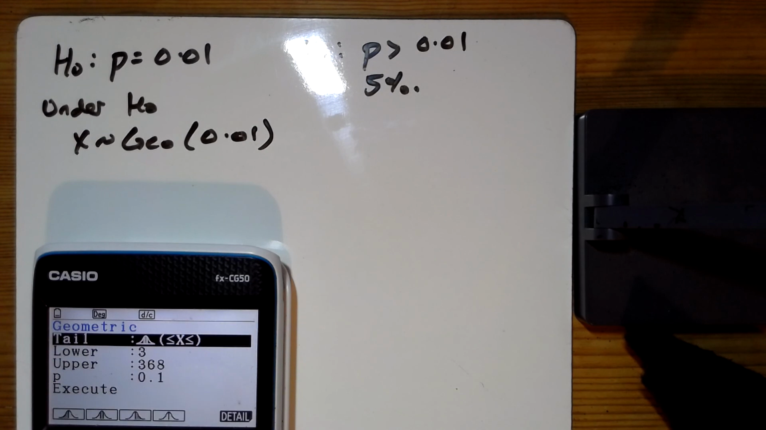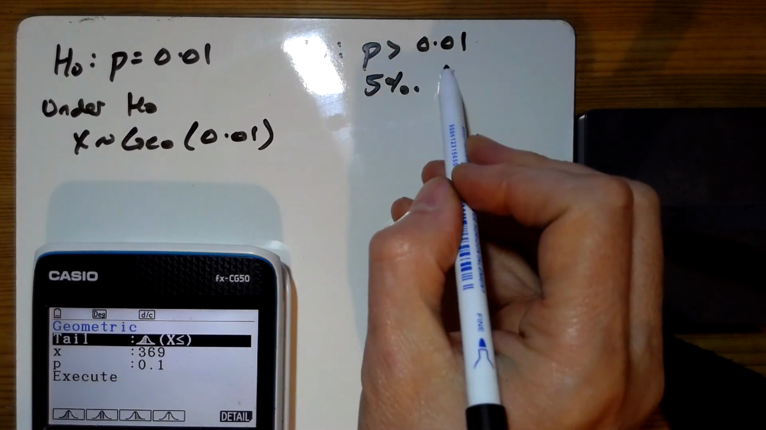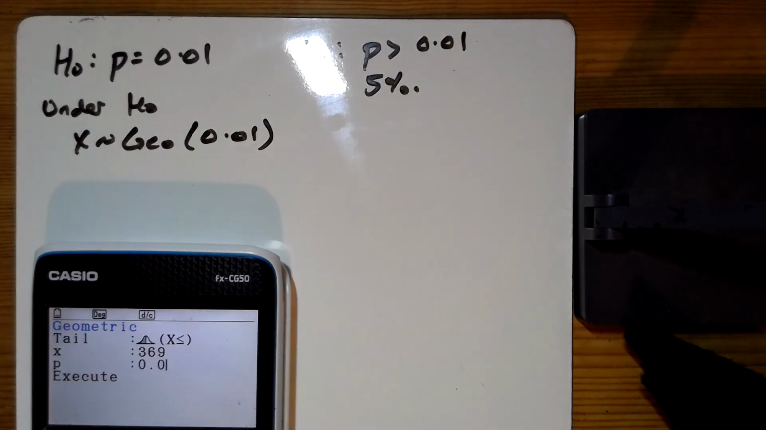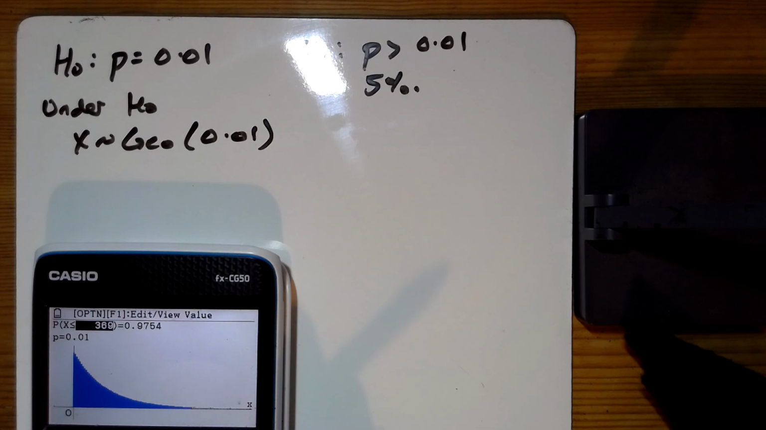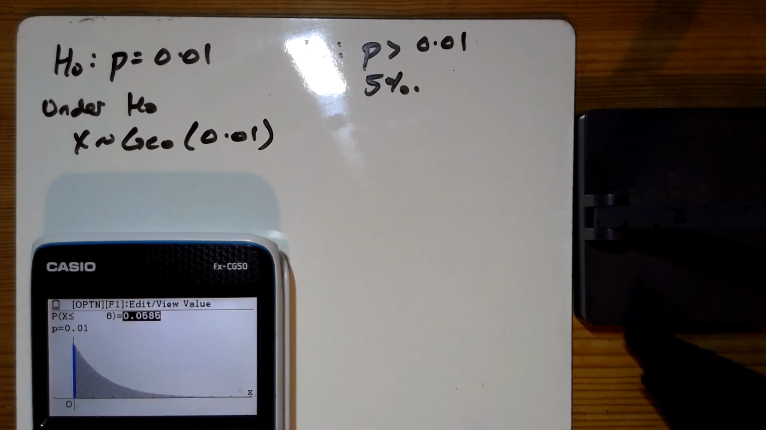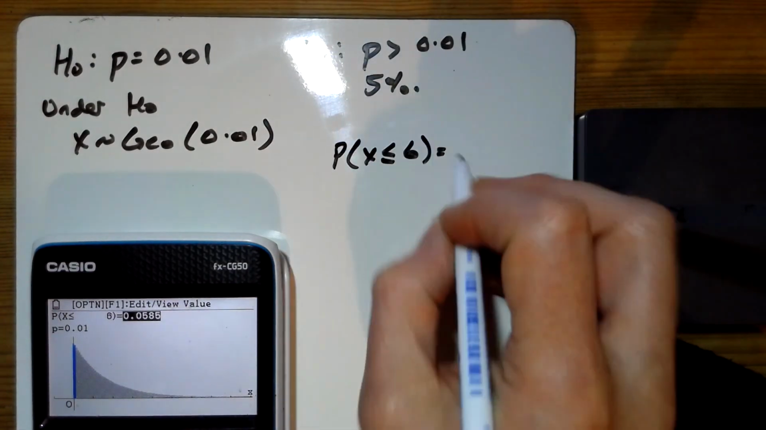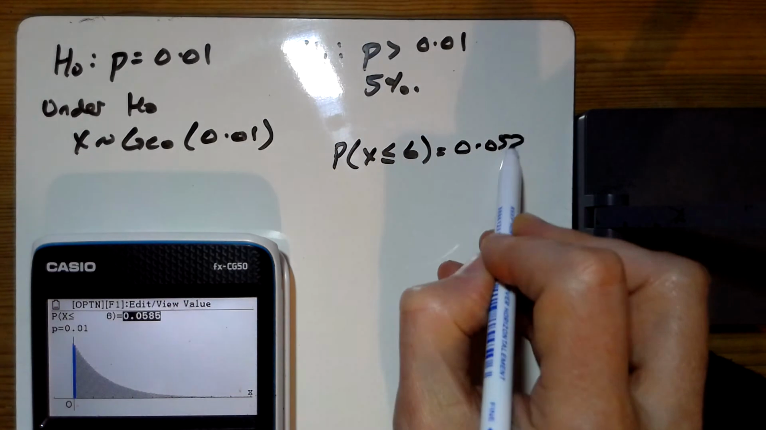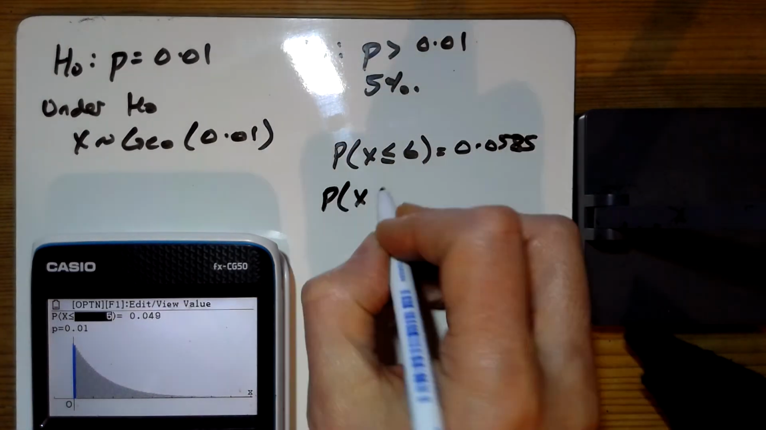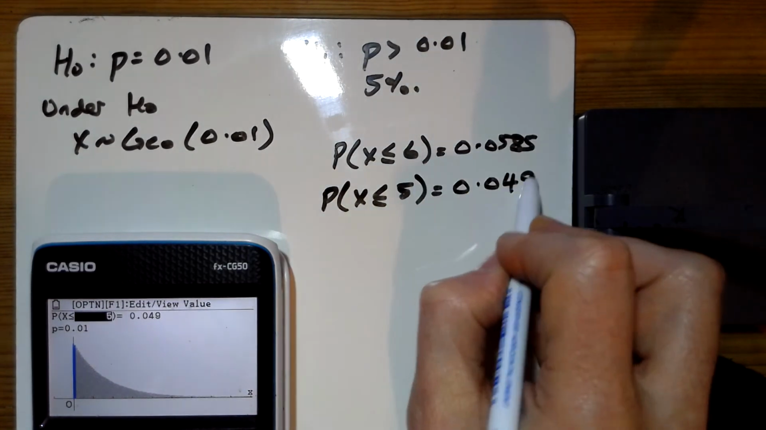So for the geometric, the alternative being greater than 0.01 means we're going to take the lower tail. Oh look, we have that enormous number from a previous exercise. So we want this to be 0.05, and it's telling me that the probability that X is less than or equal to 6 is 0.0585. That's too big. Change it down by 1, and so the probability that X is less than or equal to 5 is just less than 5%.